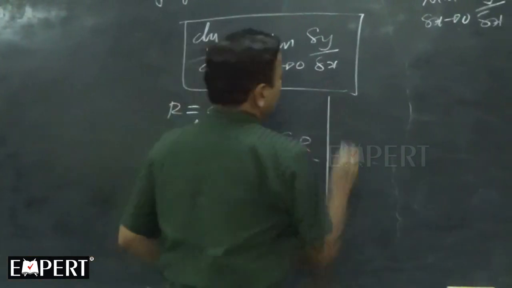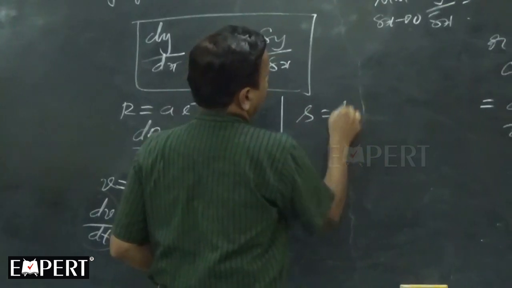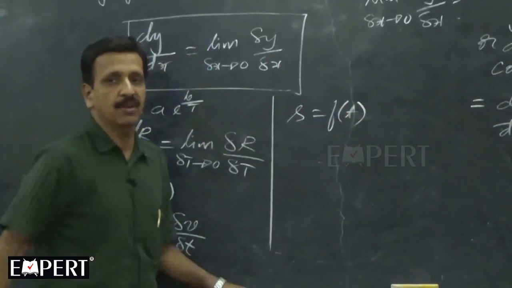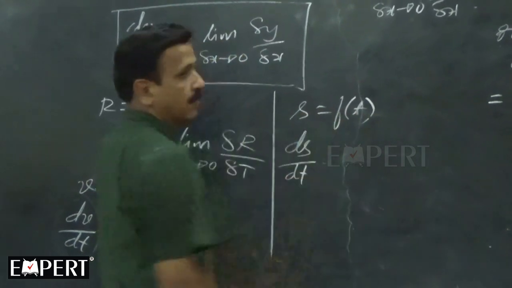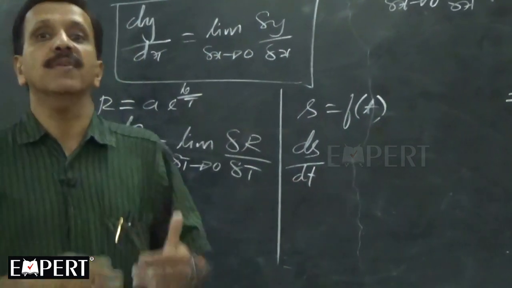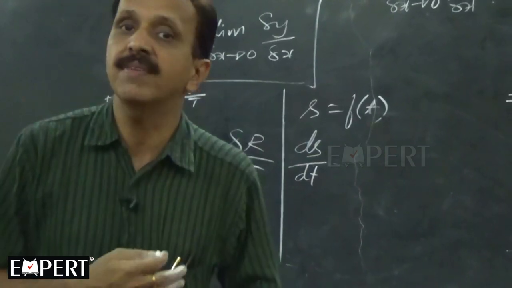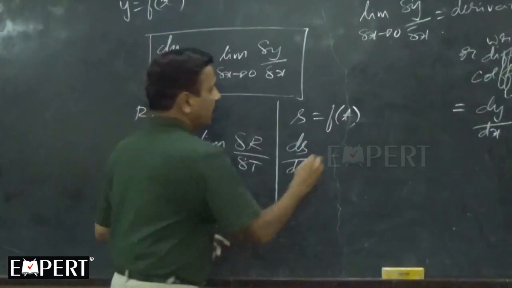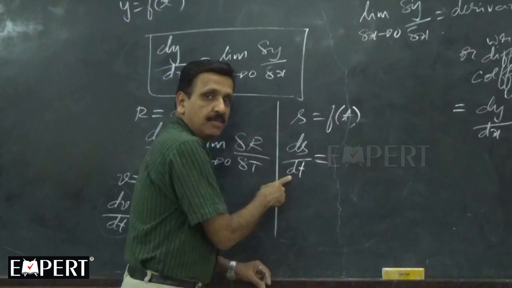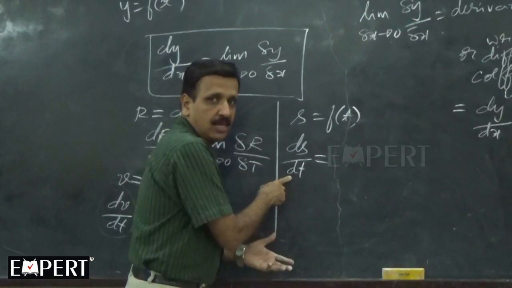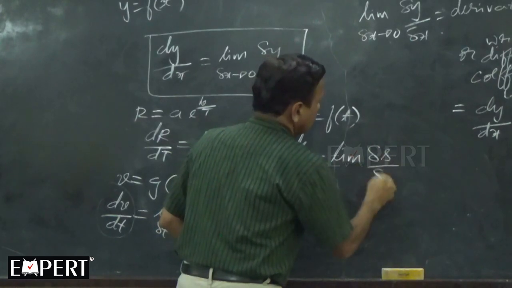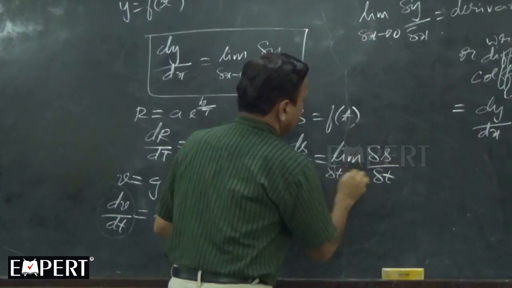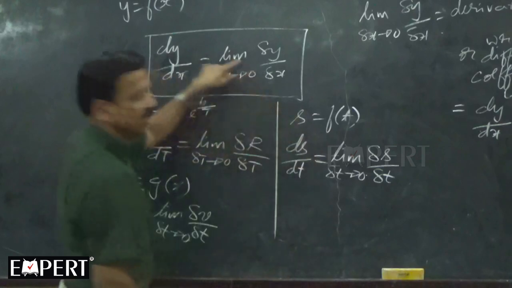And you know, this is nothing but the rate of change of velocity, that is nothing but acceleration. Next, if you consider the example of s is equal to f of t, displacement as a function of time, ds by dt, if the displacement varies with respect to time, what is the measure of variation? How fast does displacement vary with respect to time? ds by dt, the rate of change of displacement, you know, this is nothing but velocity. That is equal to the limit of delta s by delta t when delta t tends to 0. It is exactly similar to this.